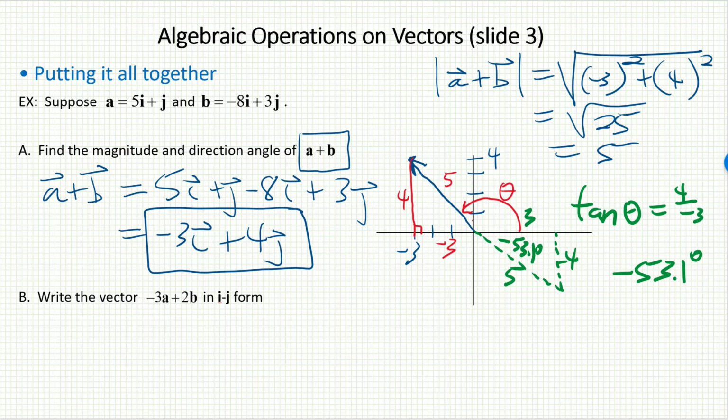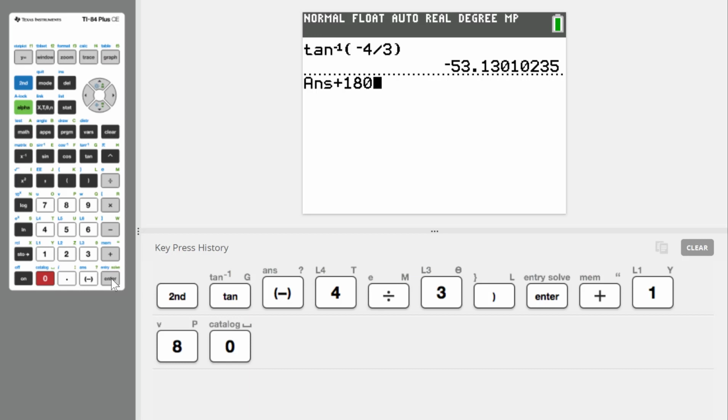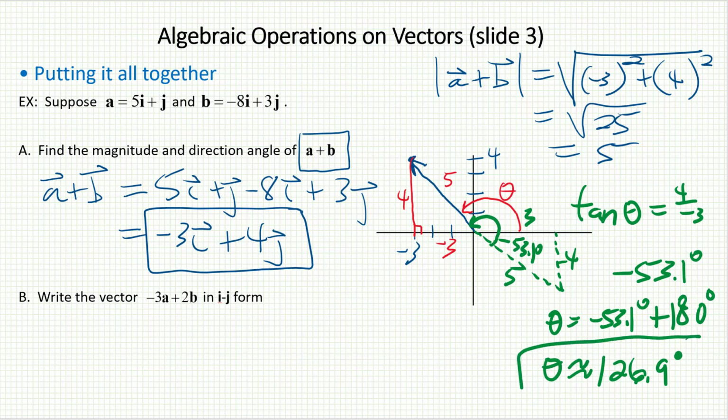How do I move from there to the angle I want? Well, it's obviously just exactly 180 degrees past that spot. So if you want theta, take your negative 53.1 that you got from the calculator and add 180. So adding 180 to that answer gives me 126.9 degrees. And there's my answer. There's my direction angle.